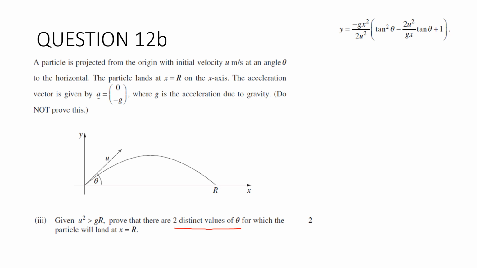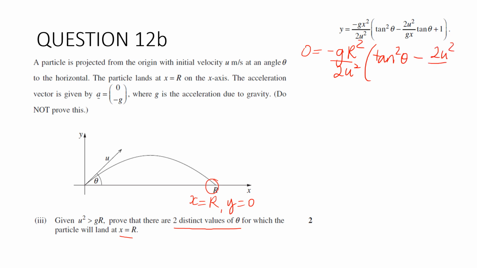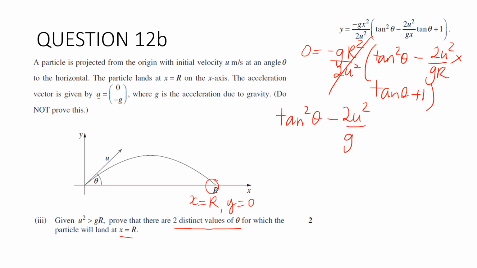Part 3, given u squared is greater than gr, prove there are two distinct values of theta for which the particle will land at x is equal to r. Now the coordinates here are x is equal to r and y is equal to 0. So we're going to substitute that in. 0 is equal to negative g r squared on 2u squared, tan squared theta minus 2u squared on gr times tan theta plus 1. In other words, tan squared theta minus 2u squared on gr tan theta plus 1 is equal to 0.